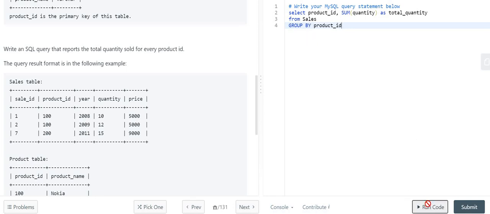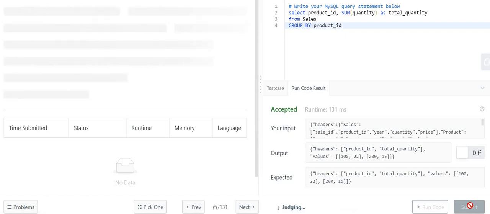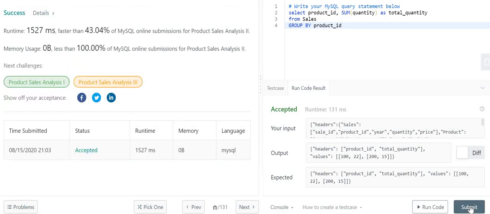Yeah, so let's run this, and it's accepted. Let's submit it. Yeah, and it's a successful submission, right? So this is one of those questions where additional information is given which is totally not required to solve the current question at hand.